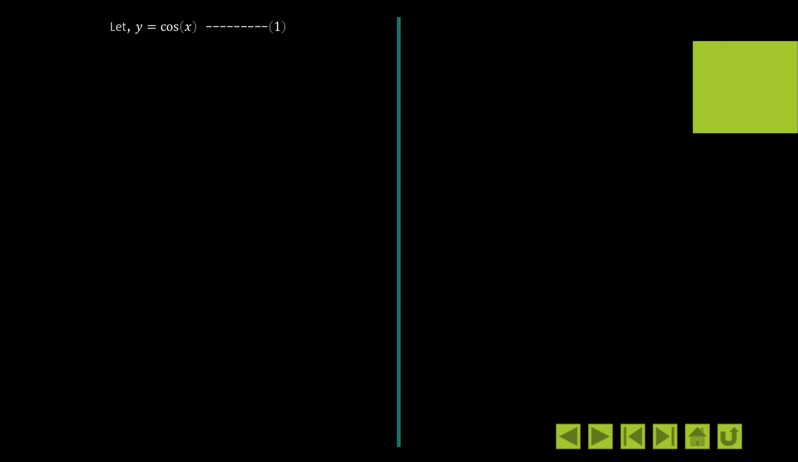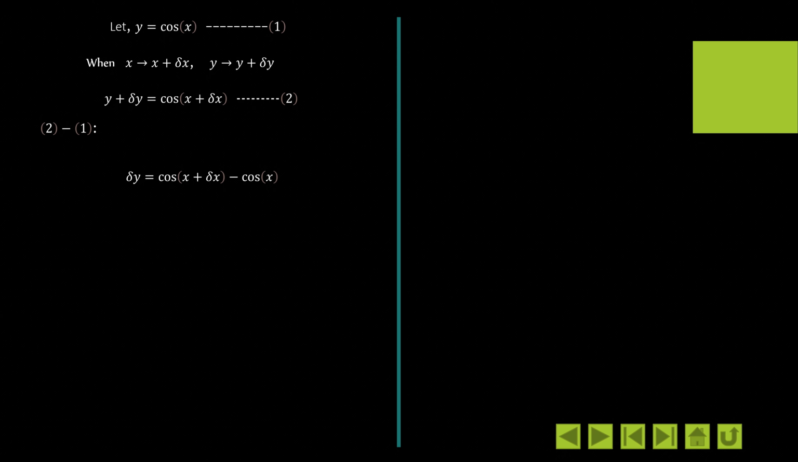Next, let's introduce small increments to our variables. If x changes by a small amount, delta x, then y will shift by a corresponding small change, delta y. This gives us our second equation. y plus delta y equals cosine of x plus delta x. Now let's isolate our change in y by subtracting equation 1 from equation 2. This yields delta y equals cosine of x plus delta x minus cosine of x.